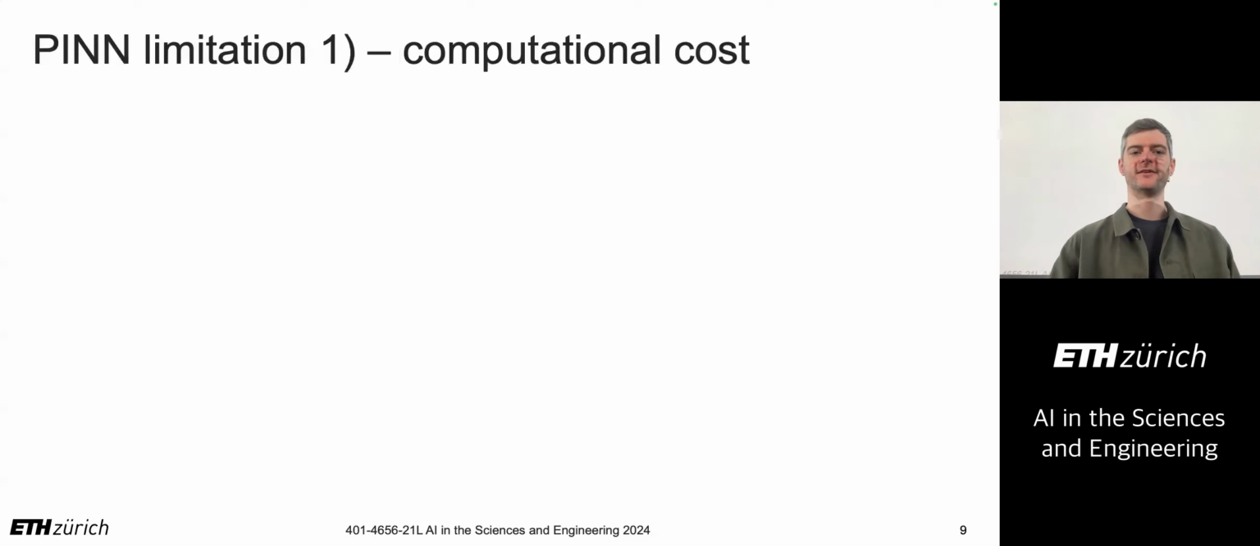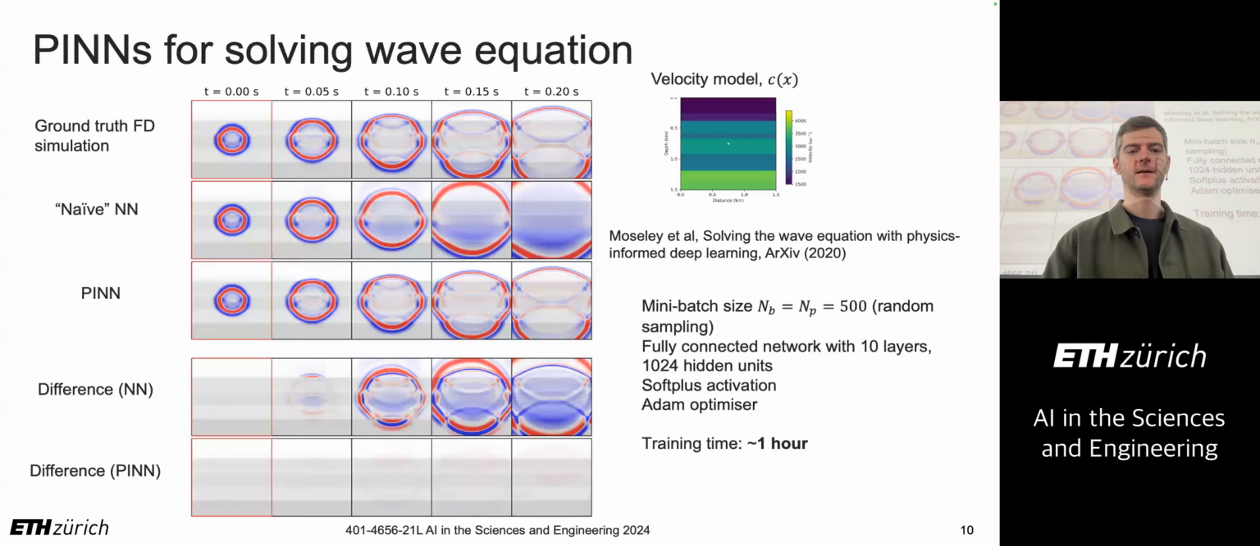Okay, so we'll talk about the limitations. There's three big limitations that I'm going to cover. The first one is computational cost, and I gave you a hint of this last lecture. I showed you an example of PINNs solving the wave equation. Again, we have an earthquake or explosion in the Earth, which we model with a velocity model, and the wave field propagates outwards and causes reflections, etc.